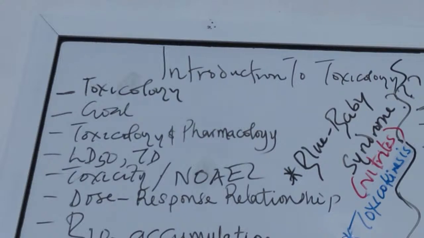Then another thing is, what do we actually mean by toxicity? Toxicity is the ability of any substance to cause harm. So you need to know that. And at a point in time, you come to NOAEL, the short form of no observed adverse effect level. That is the highest dose at which there is no statistically significant increase.